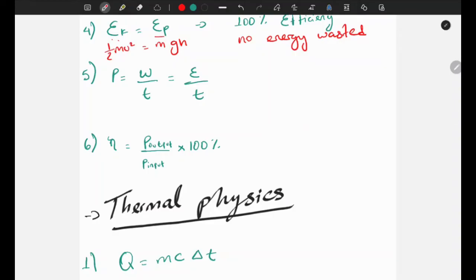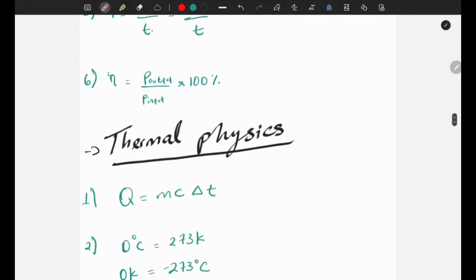The next one, it's about power. So now there are two formulas for power. Power is work done over time, or energy transferred over time. So we need to know both these formulas to calculate power.